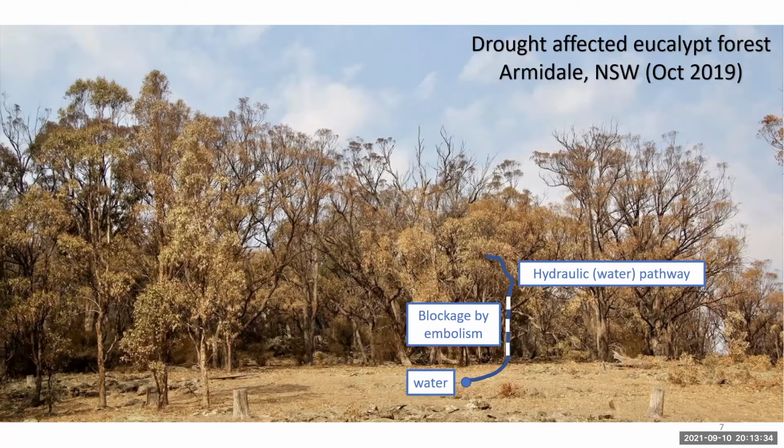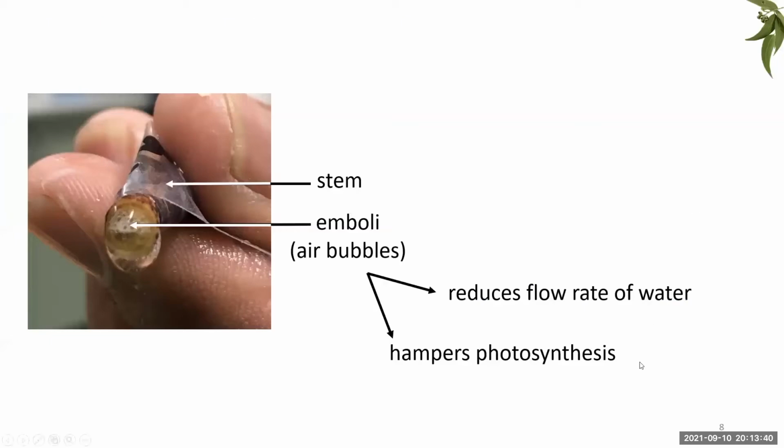So under smaller concentrations of embolism, there's a reduced flow of water, and it can hamper photosynthesis. It can reduce the level of photosynthetic efficiency that plants display. Here in this example, I'm holding a small stem sample, and you can see some air bubbles coming out of the water. I'm putting some pressure on the other end of the stem.